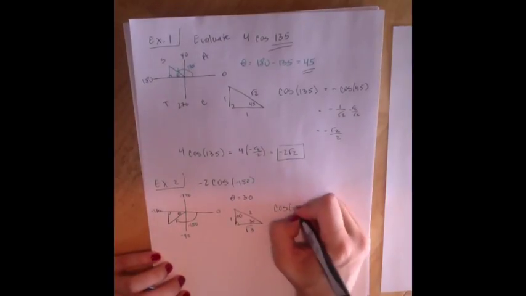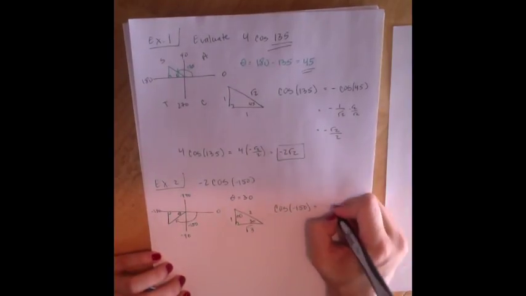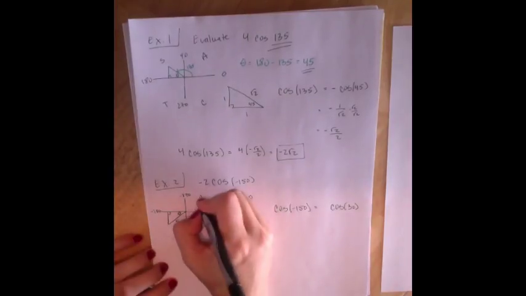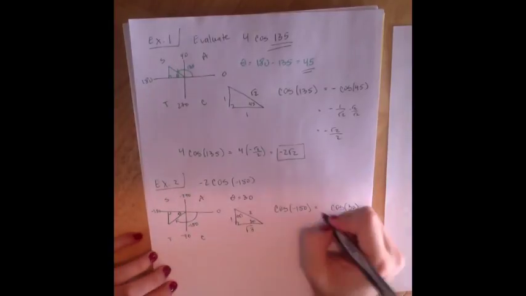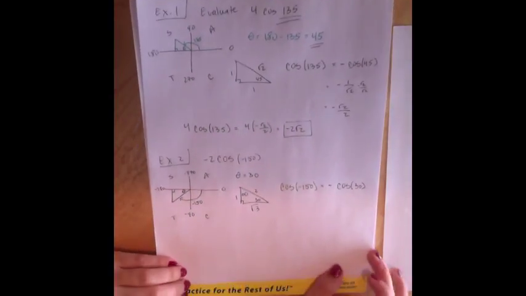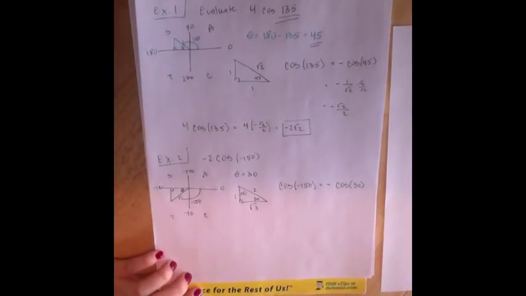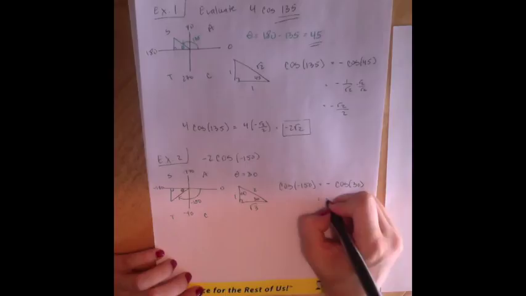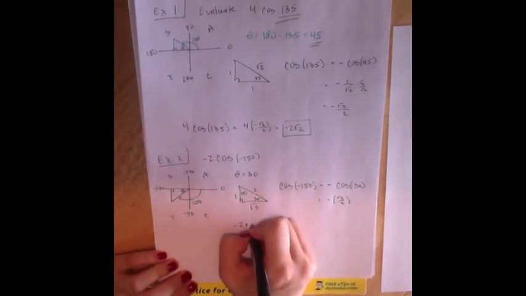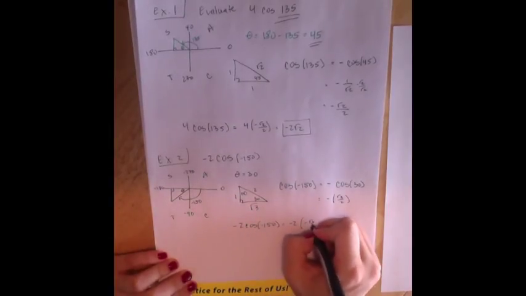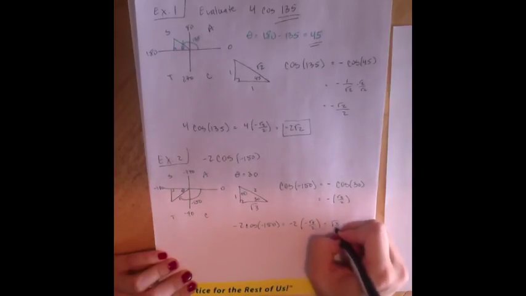So the cosine of negative 150, its related angle is 30, so the cosine of 30. And again, all students take calculus. Cosine is negative in the third quadrant. So the cosine of negative 150 is negative the cosine of 30. And the cosine of 30 is root 3 over 2. So negative 2 cosine of negative 150 is negative 2 times negative root 3 over 2, which gives me positive root 3.